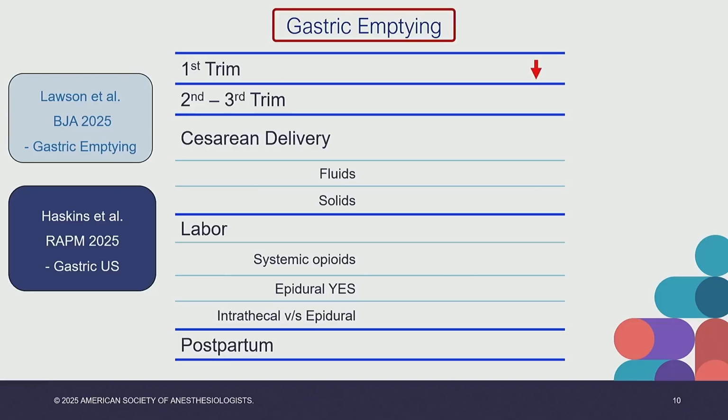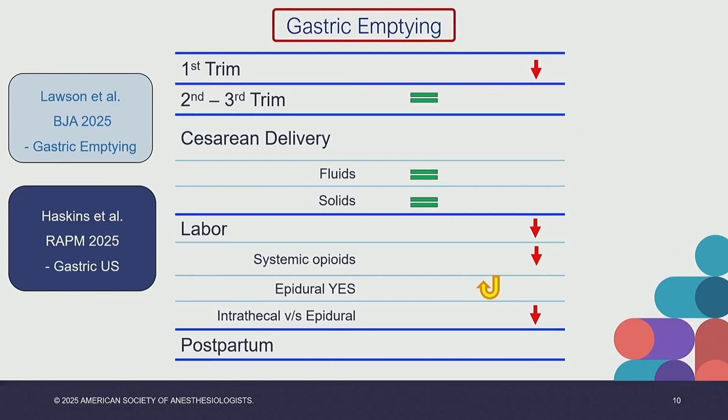Per trimester, definitely we have a decrease in gastric emptying. Probably progesterone goes up to a very high magnitude. In the second and third, it seems that it normalizes. Cesarean section and solid elective patients seem to be okay, non-laboring. Despite the fact that some studies say 3%, you may have high risk of aspiration. We'll talk about that as well. Labor increases it by itself. Systemic opioid, increase. Epidural, we have a kind of reversal to better gastric emptying, but still not to baseline.